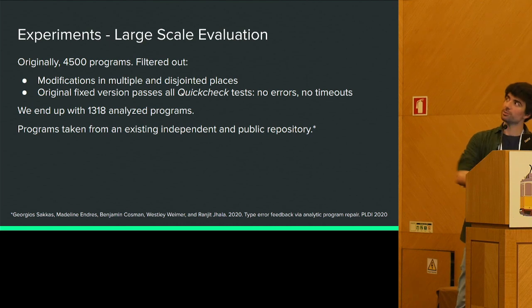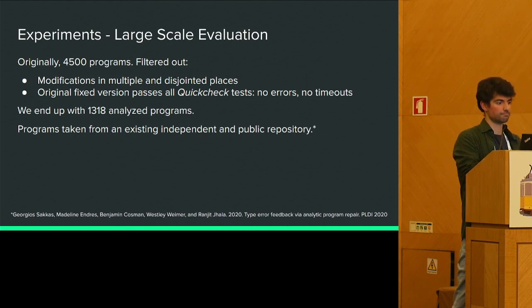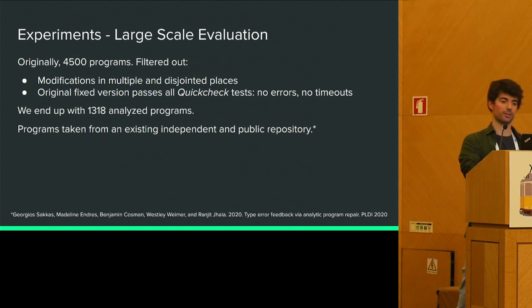And to test our approach, we conducted a large-scale evaluation. We used an existing independent and public repository, originally with 4,500 programs. And for each, we had a type error version and a fixed version. We filtered out programs that needed multiple modifications in disjointed places, more on that afterwards, and programs for which the fixed version did not pass some quick check tests, and we shall also see that.